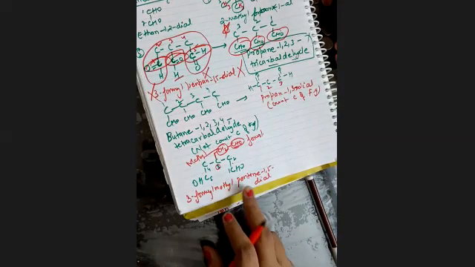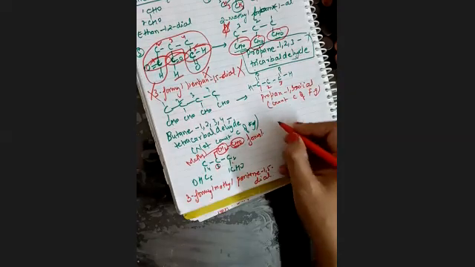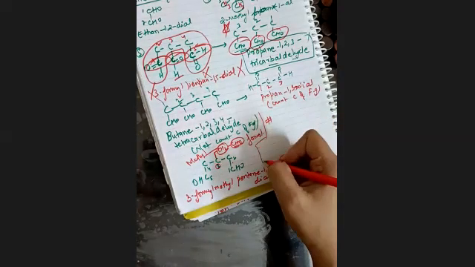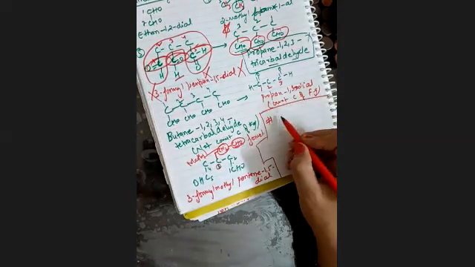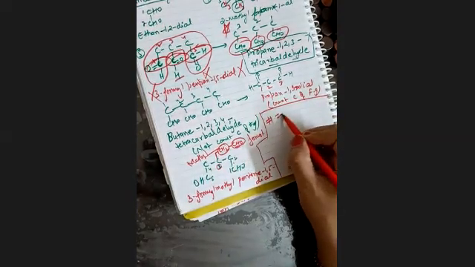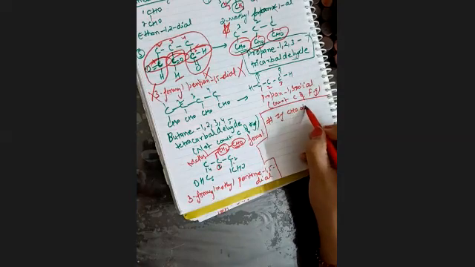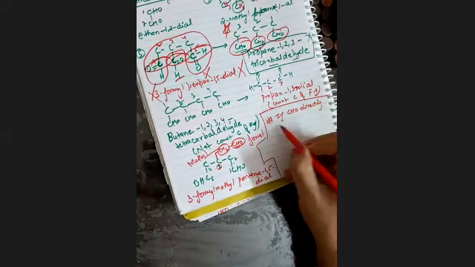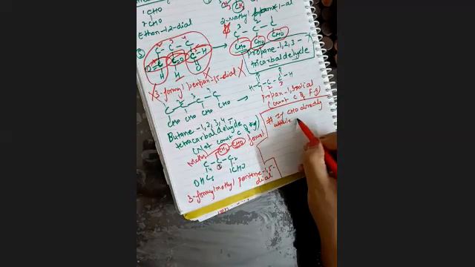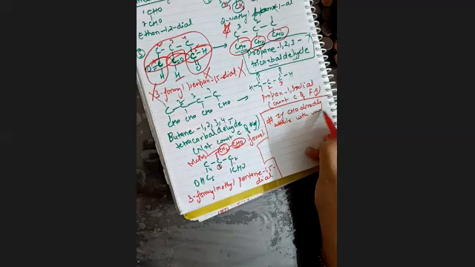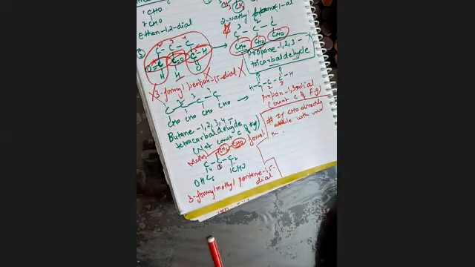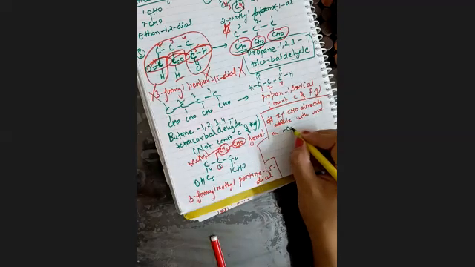So remember this thing, when your carbon... hashtag rules. Now I'm telling you some rules, note them down. If CHO is directly attached with the ring, then what will we use? We will use carbaldehyde.